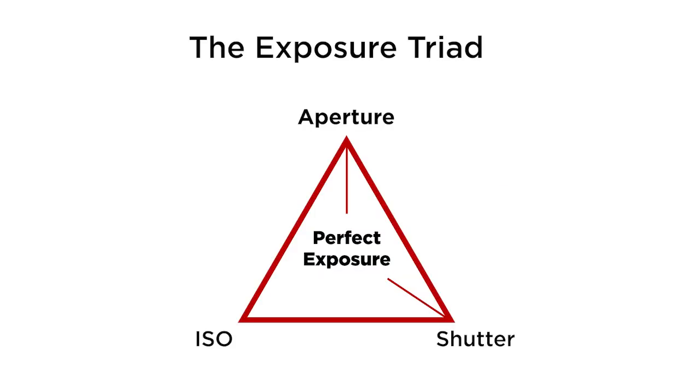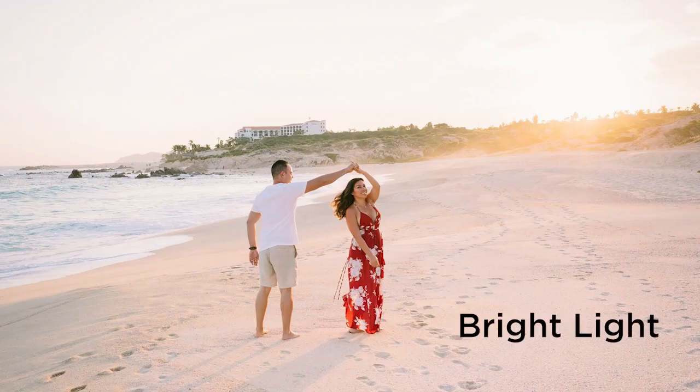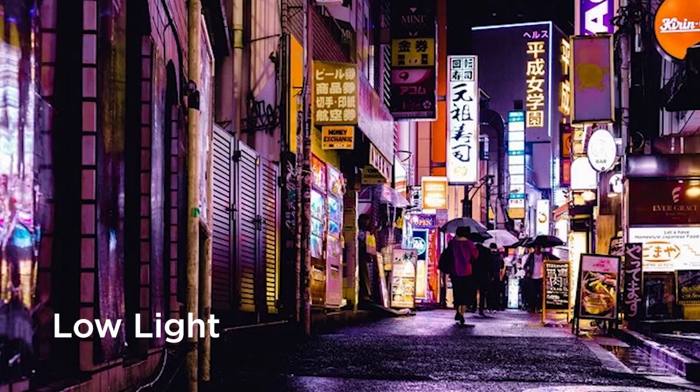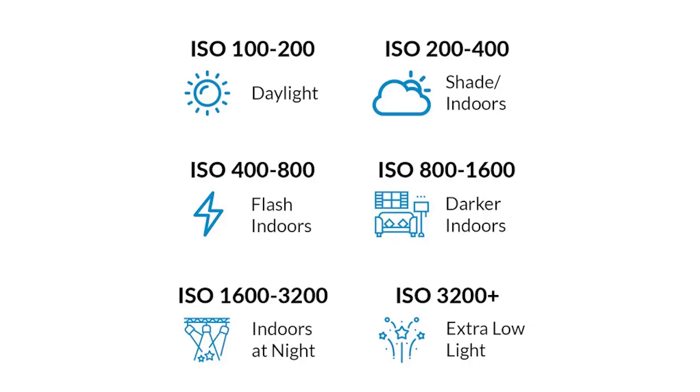Let's talk about the third component that makes up exposure, the ISO sensitivity. You can adjust the camera's sensitivity to light. The levels are broken up into numbered values. The lower the ISO number, the less sensitive. The higher the ISO number, the more sensitive to light.